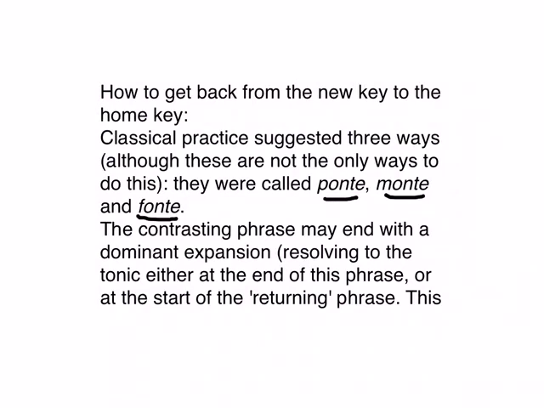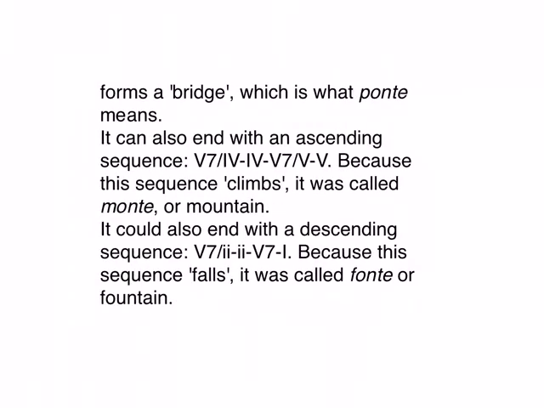To review the last things that we talked about, if the contrasting phrase ends with a dominant expansion, that's the so-called ponte or bridge. If it ends with an ascending sequence, and this is a good example, because it climbs, it was called monte or mountain. Or if it ends with a descending sequence, it falls, so it was called fonte or fountain. We'll look at more pieces in class and demonstrate these concepts as we analyze. That's all for today.